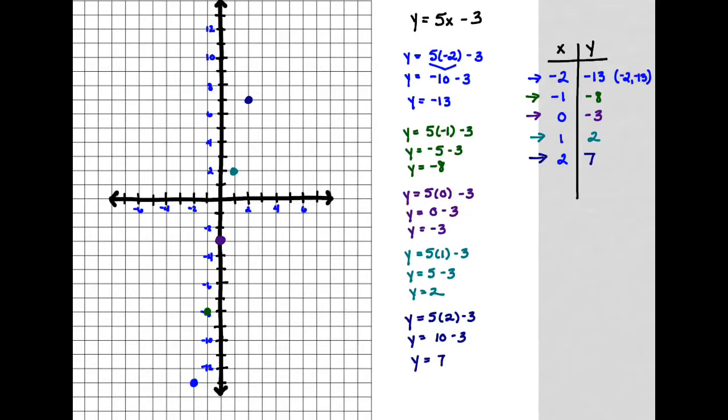Here are the results from our table of values. I was able to create all of these coordinate points. And what I want you to notice is that we are creating a line here. If I were to maybe use a lighter color here and connect my dots, notice that my line is actually going through all of the points that I've graphed so far.